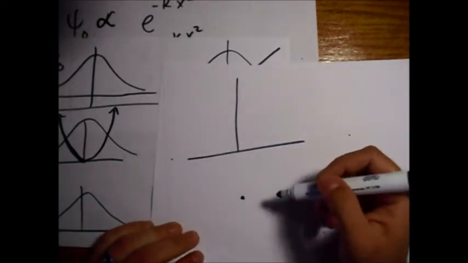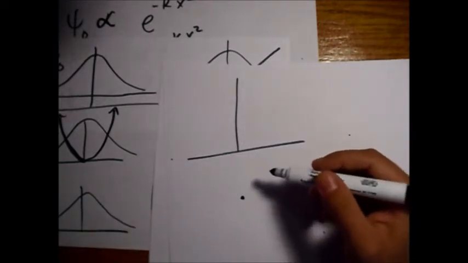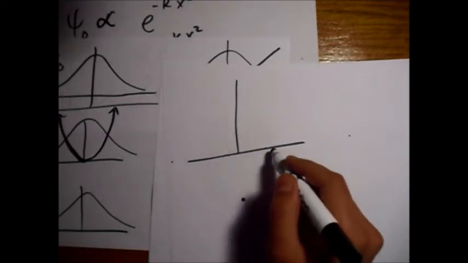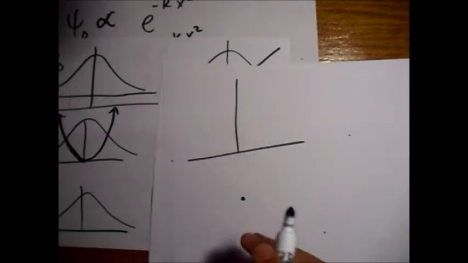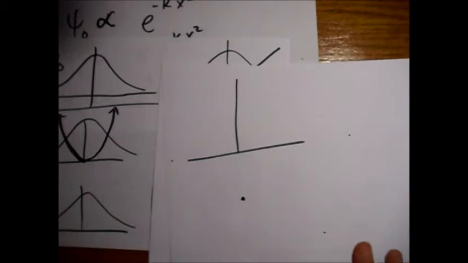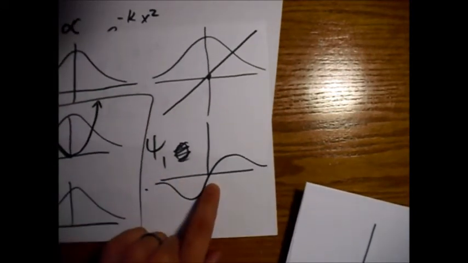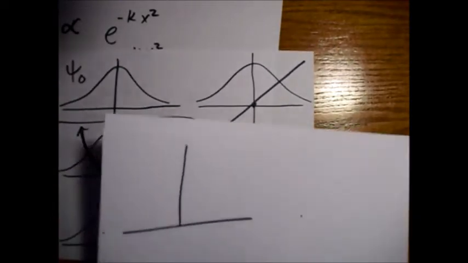And the number of nodes, or the number of places where it crosses 0, depends on how much energy the wave function has, right? So the ground state has 0 nodes. It doesn't cross the 0 axis ever, right? The first excited state has 1 node. The second excited state will have 2 nodes.